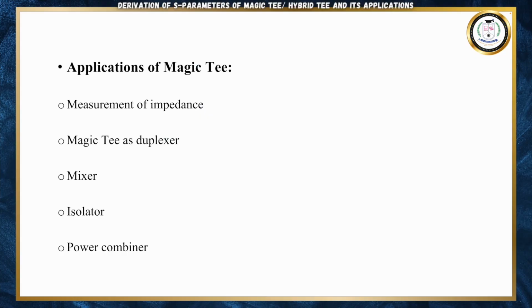Some of the applications of the magic tee are measurements of impedance. The second is the magic tee as a duplexer, third is a mixer, and fourth is an isolator and power combiner. For that purpose we can use the magic tee.